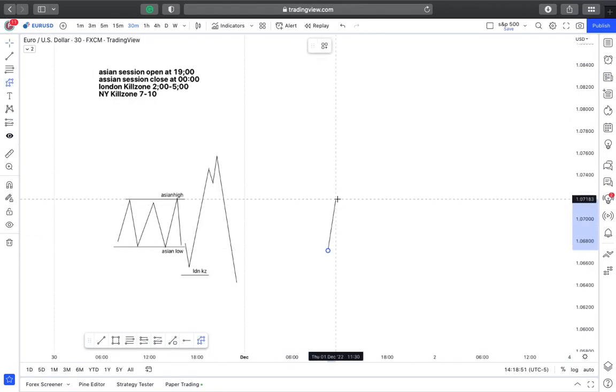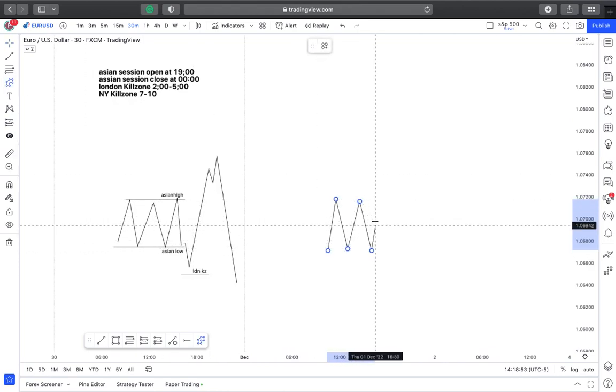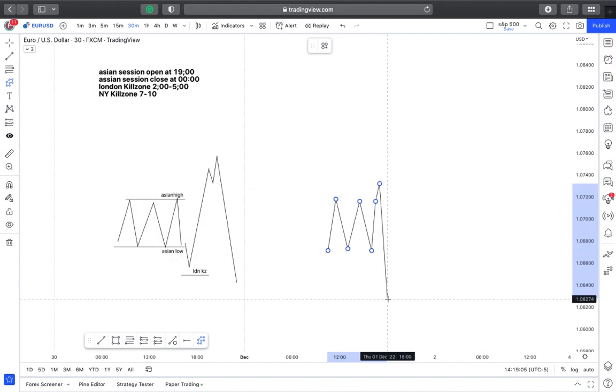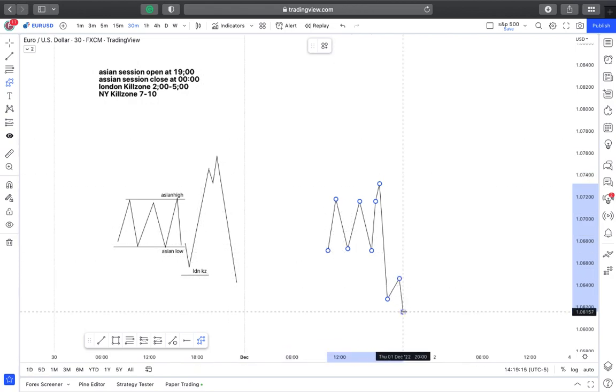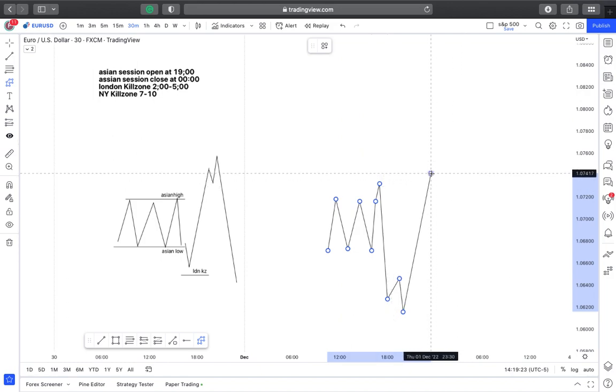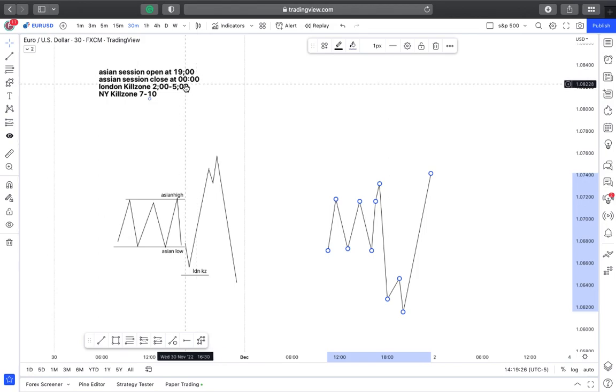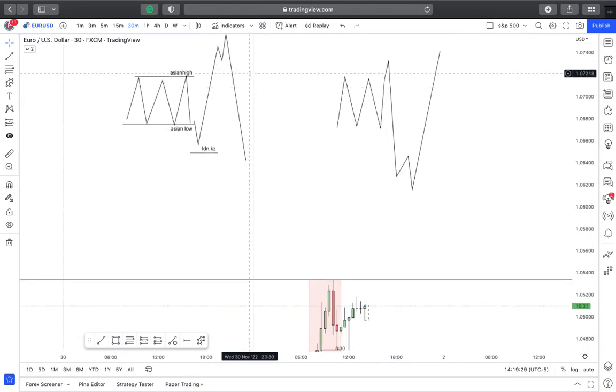So let's say you have the Asian session, you have the Asian low, you have the Asian highs. In this scenario, price breaks through the Asian highs first. It's going to go to the Asian lows during the London kill zone, and during the New York kill zone it's going to take the London low, and the possible target would be the London high during 2 to 5 a.m. Okay, let me show this to you on chart.